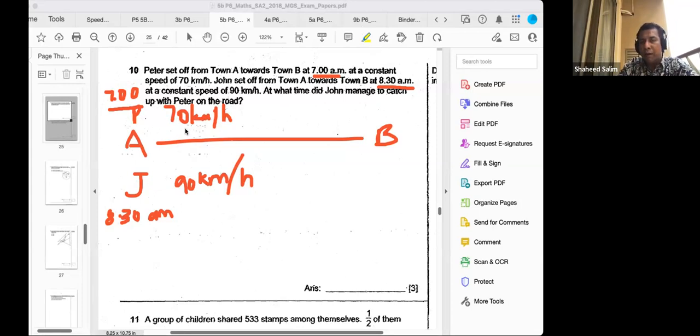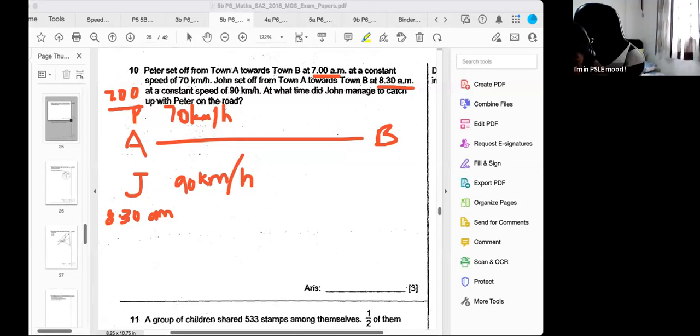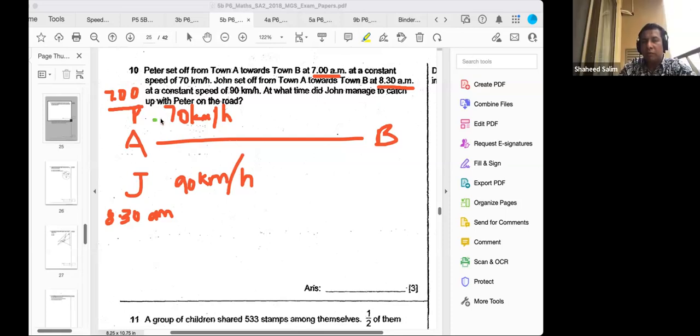So now Peter is 105 km ahead, down here. He traveled this far already. So that means this 105, who needs to catch up? John, right?